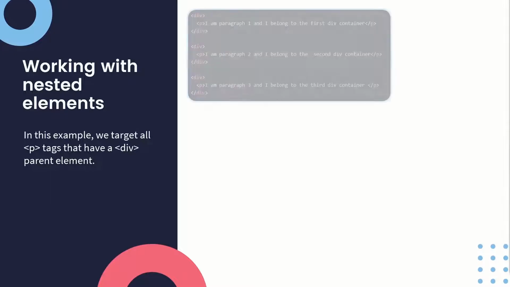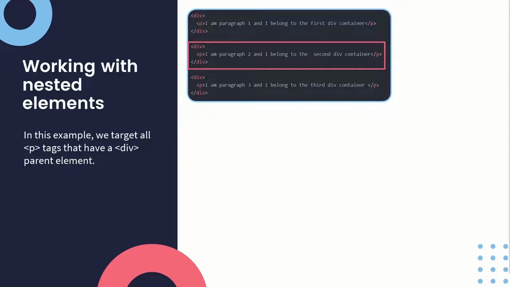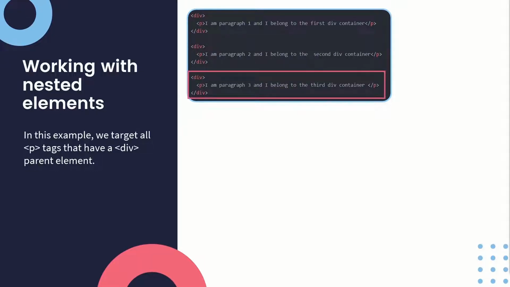Let's have a look at a code example. So in this example, we've got a div container with a paragraph tag that simply reads, "I am paragraph 1 and I belong to the first div container." Likewise, we have a paragraph 2 and a second div container. And then lastly, we have another div container with "I am paragraph 3 and I belong to the third div container." Now let's assess the JavaScript code.